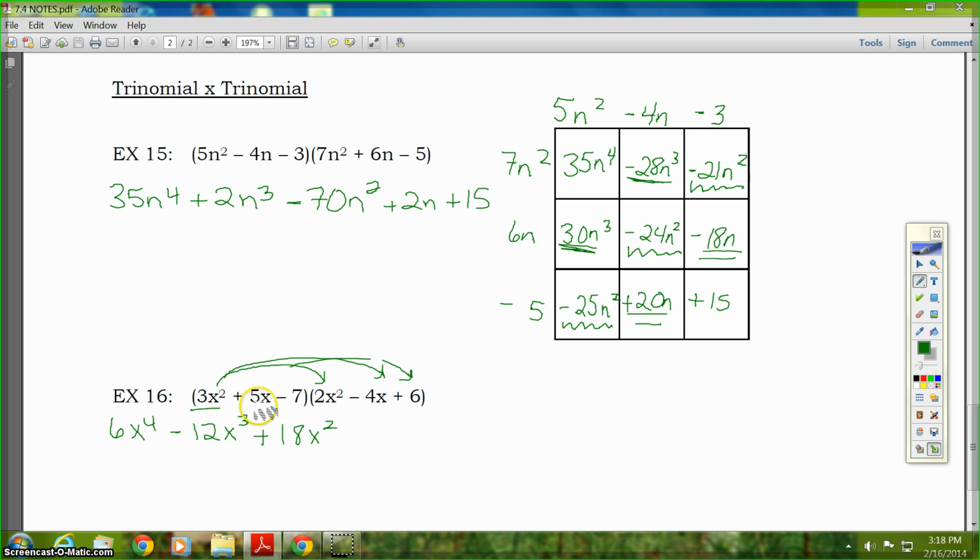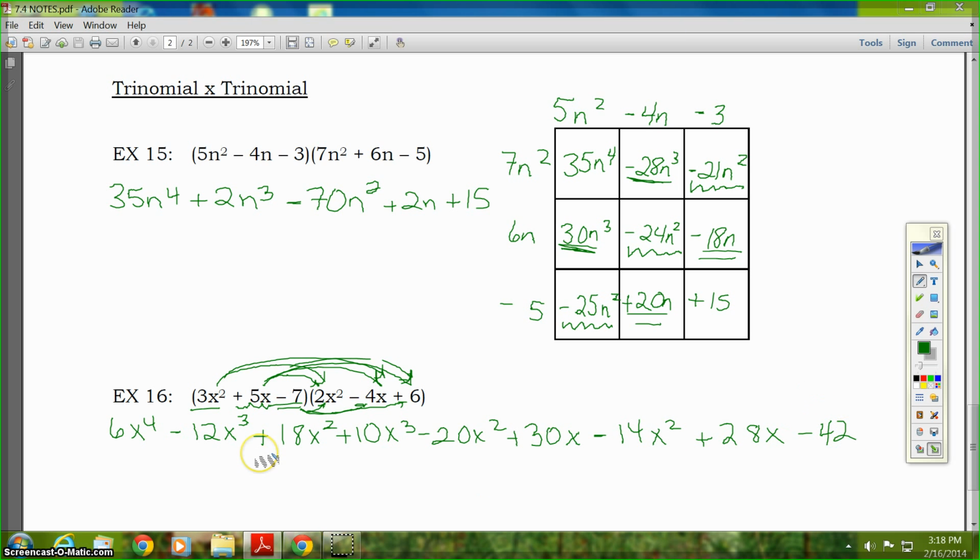And now I'm going to move to my middle term, 5x, and I'm going to distribute it through the second trinomial. And I get 10x to the third, and then I get negative 20x squared. And I multiply my last terms, I get 30x. And now I'm going to take my last term, negative 7, and I'm going to distribute that. And that gives me negative 14x squared, positive 28x, and then negative 42.